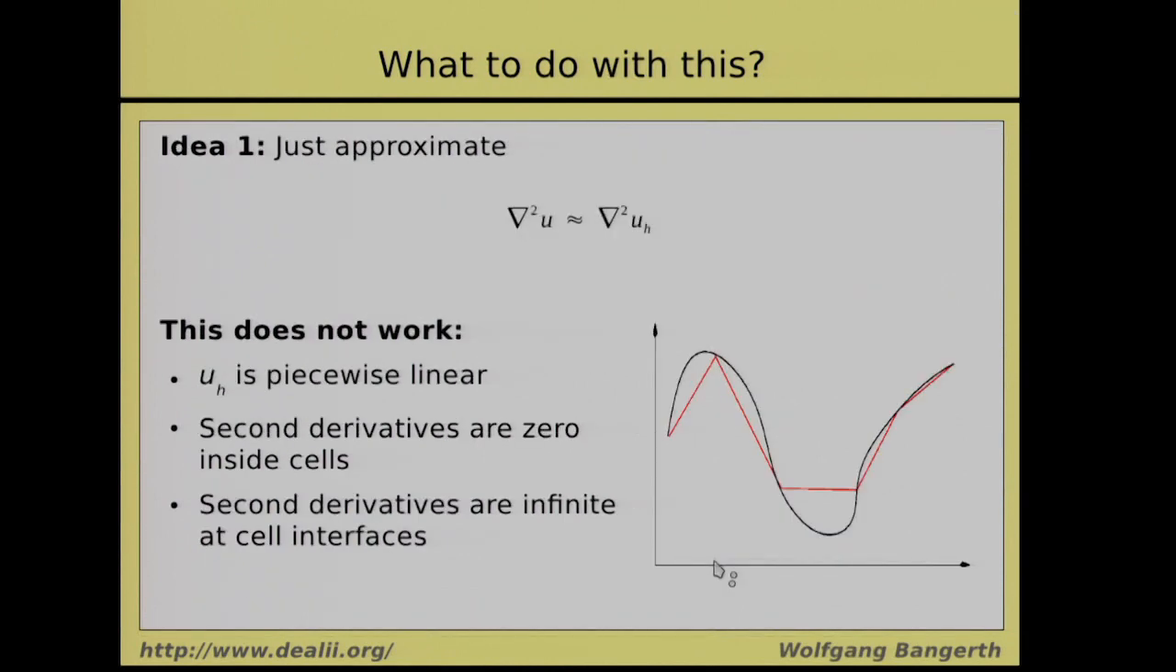So the first idea you might have is, well, I want the second derivatives of u. Why don't I just take the second derivatives of UH? And that's not going to work. That's easy to see. If you look again at the picture of the exact solution in black and the discrete solution in red, you will see that the discrete solution is just a set of linears that are connected in points where there's a kink. So if you take the second derivatives of this, the first derivative of a linear function is constant, the second derivative is 0. So in almost all of the points, the second derivatives, the thing that I would want to have up here, is actually 0.